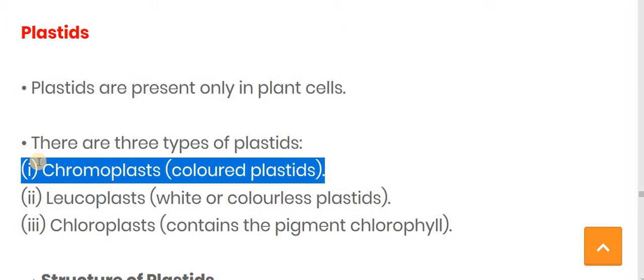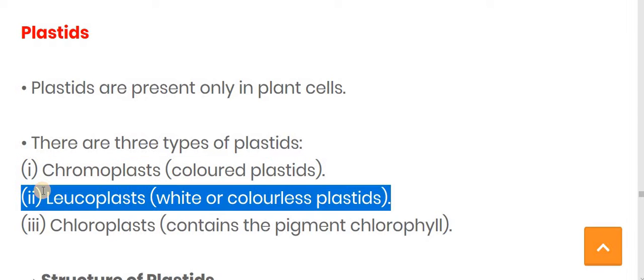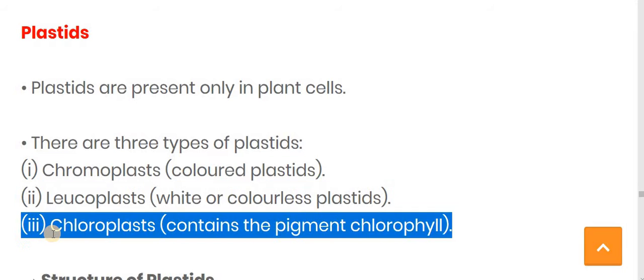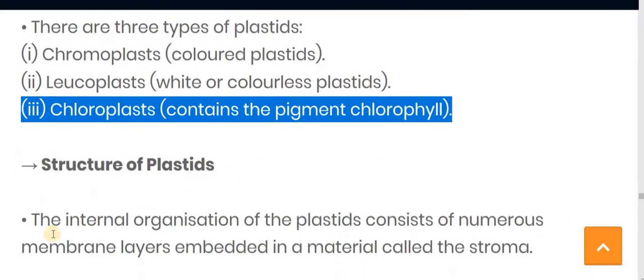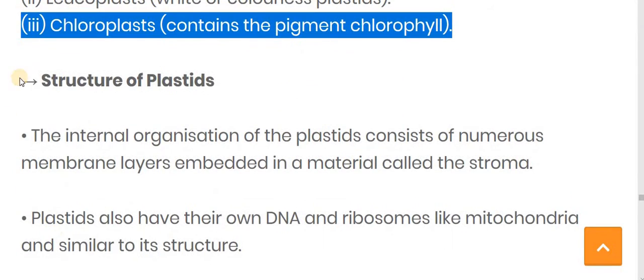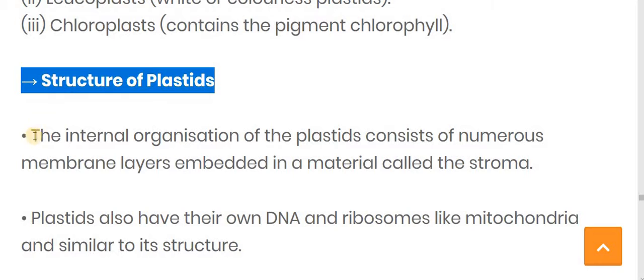The chromoplast is a colored plastid, whereas leuco means the absence of color, so the leucoplast is a white or colorless plastid. The third one is chloroplast, which contains the pigment chlorophyll, and due to that it possesses the green color. Now let's see the structure of the plastid.